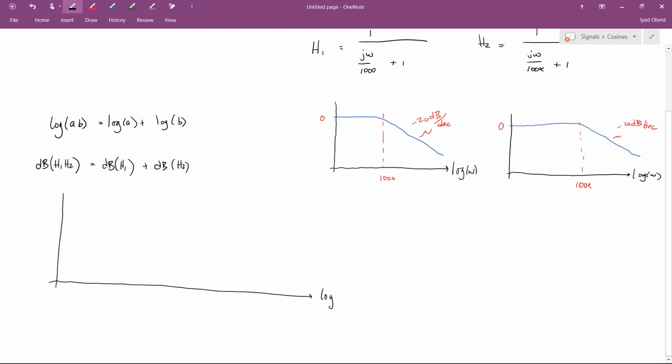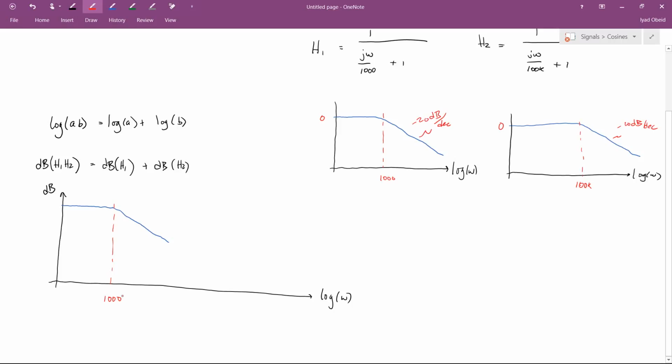So this is going to be log of omega. This is going to be dB. And at low frequencies, I'm adding a constant of 0 and a constant of 0. And that's going to give me 0. And then once I get to 1,000 rads per second, h1 will contribute a slope of negative 20 dB per decade, and h2 will contribute a constant of 0. So 0 plus negative 20 will give me negative 20 dB per decade. Okay, and that breakpoint will happen at 1,000 rads per second.